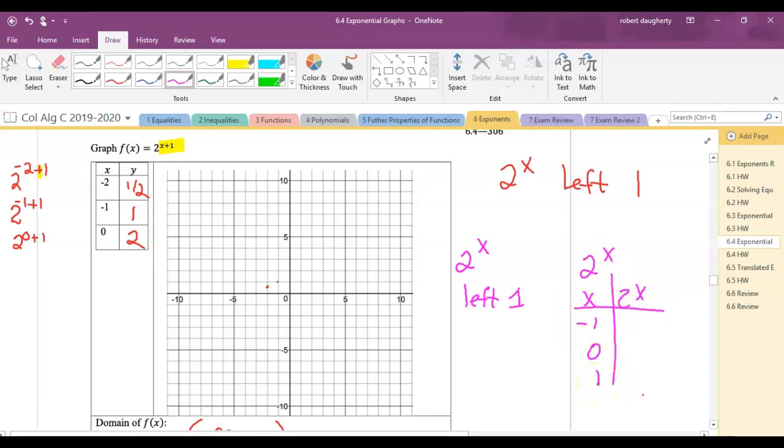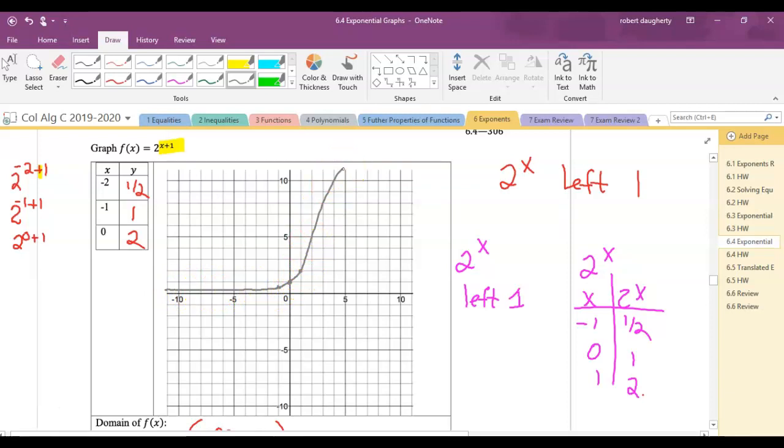Okay, so 2 to the 0 is 1, 2 to the 1 is 2, 2 to the negative 1 is 1/2. Okay. So that graph is, let's pick gray, negative 1, so negative 1, 1/2, 0, 1, 1, 2. So that's what this one looks like.